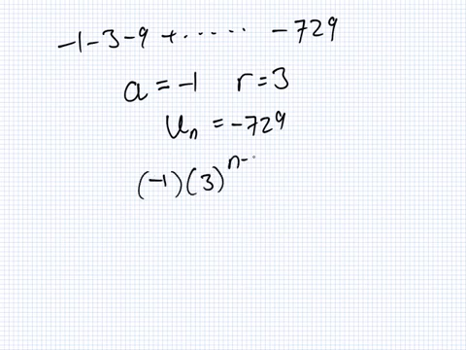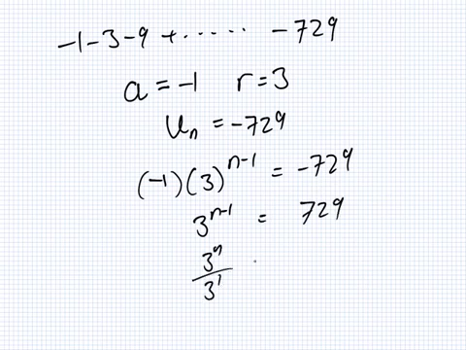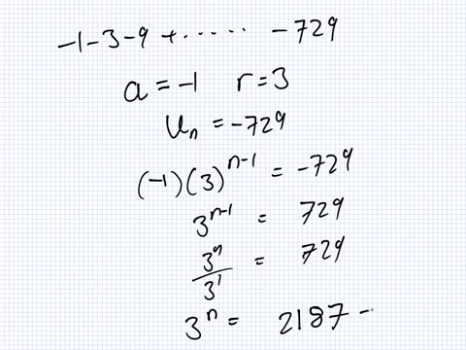Times 3 power n minus 1 equals minus 729. So 3 power n minus 1 equals 729. 3 power n equals 2187. Now, we'll do this together on the side, okay? Can we go to the side? Yeah.